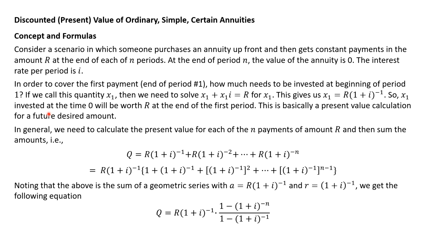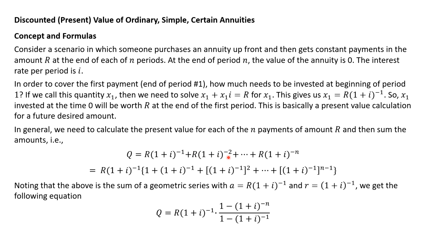So x1 invested at time 0 will be worth R at the end of the first period. This is basically a present value calculation for a future desired amount, which we've seen before. So in general, we need to calculate the present value for each of the end payments of amount R and then sum the amounts. We've done the first one already here.